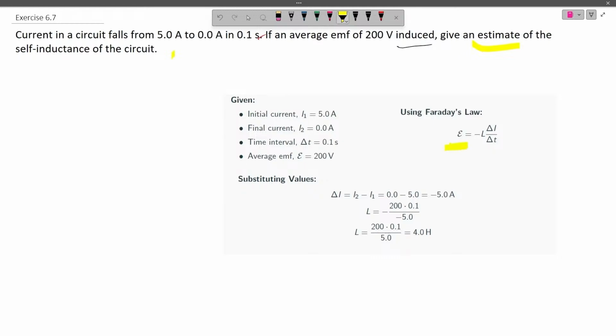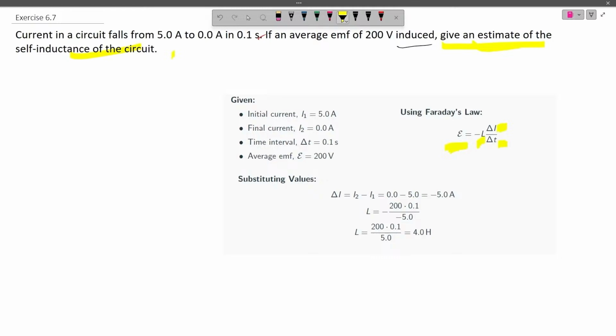E equals minus L delta I by delta T, where delta I is the change in current and delta T is the duration in which this change in current has occurred, E is the induced EMF and L is the inductance of the circuit. Now we have to give the estimate of self-inductance, that is, we have to find out the value of L in Henry, which is the self-inductance.